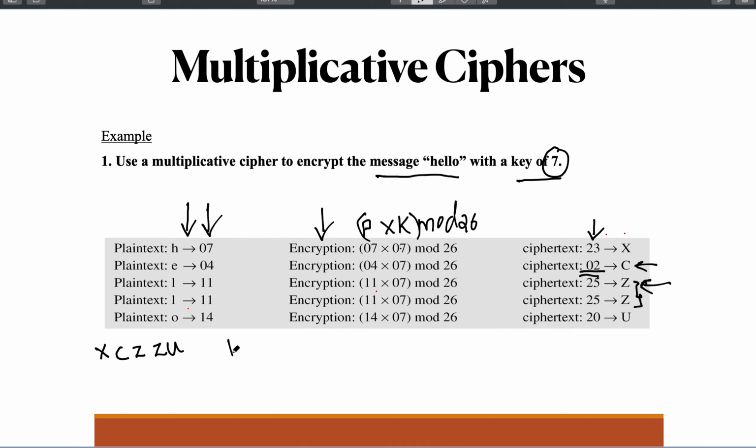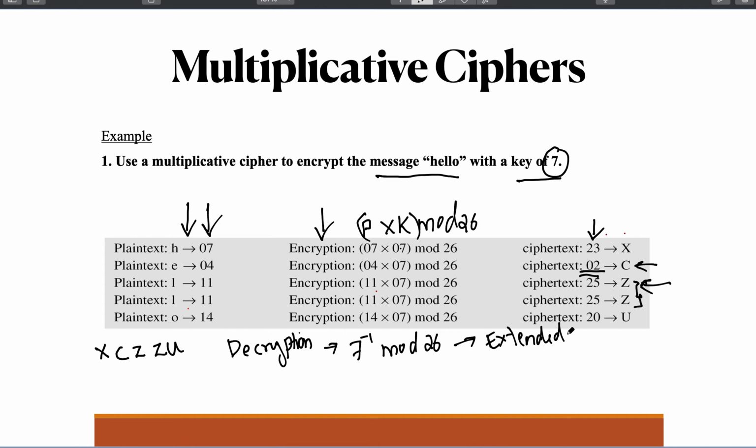Now we need to apply the decryption. In order to apply the decryption, first we need to find the value of 7 inverse, or the multiplicative inverse of 7 mod 26. The multiplicative inverse is computed using an algorithm called Euclid's algorithm and the extended Euclid algorithm. This is a part of the third module, on which I will be putting up another video on how to compute the multiplicative inverse using extended Euclid's algorithm.